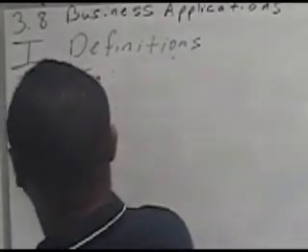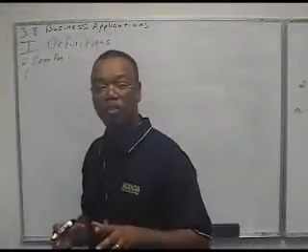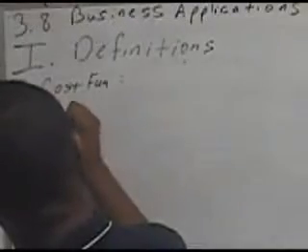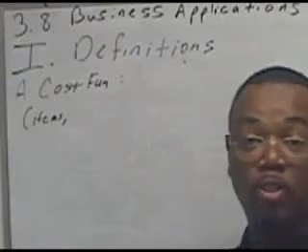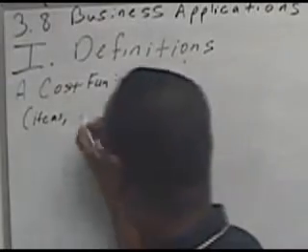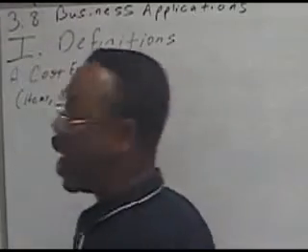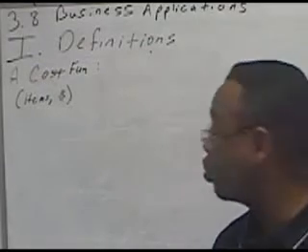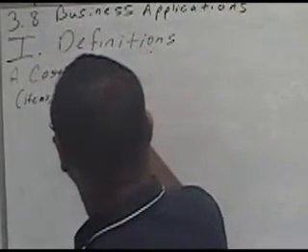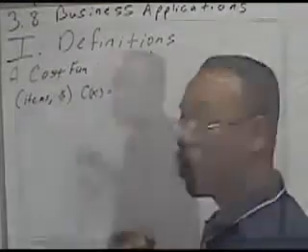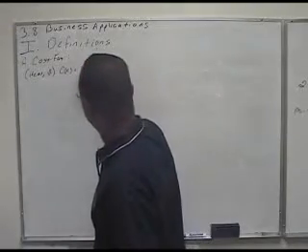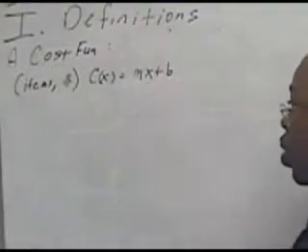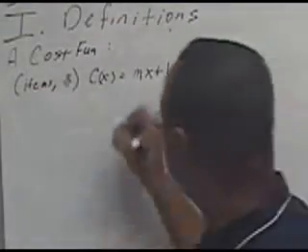If you remember, the input for the cost function was items, and the output for the cost function was money. The idea was the more items you made, the higher your cost would go. Now, when we first introduced the cost function, it was linear, represented by mx plus b.